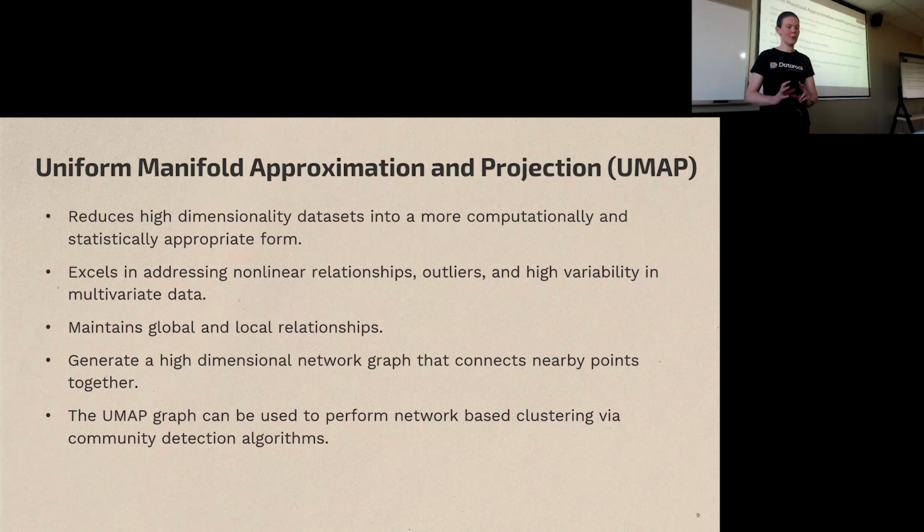Basically, it constructs a very large high-dimensional graph of the data in its original form, and then it builds a lower dimensional graph that retains as much of that structure from the original large graph as it can. You can then take that UMAP graph and apply network-based clustering by things called community detection algorithms that, instead of using just the data points, actually use the graph for the clustering.